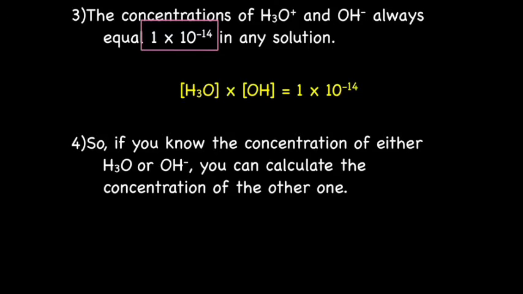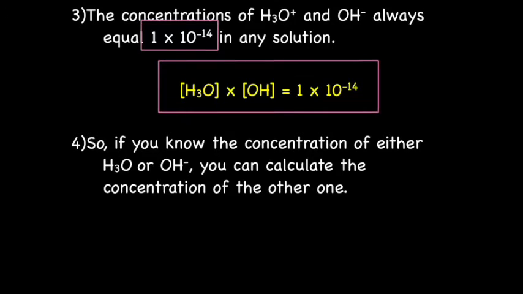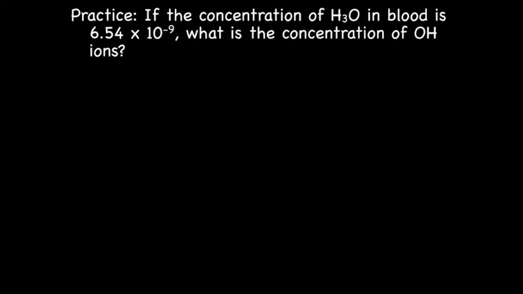So that leads us to this formula here. The concentration, remember the brackets here? Brackets mean concentration of something, okay? So the concentration of H3O times the concentration of OH in any solution equals 1 × 10 to the negative 14th. Which means if you know the concentration of either H3O or OH, you can calculate the concentration of the other one. So now let's try that.